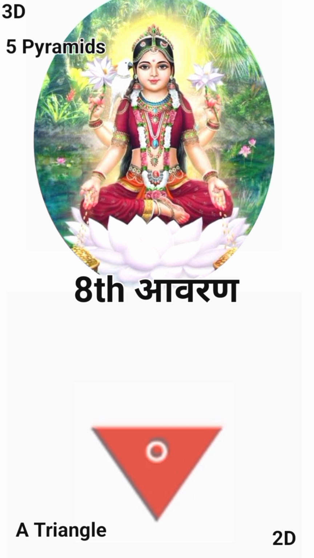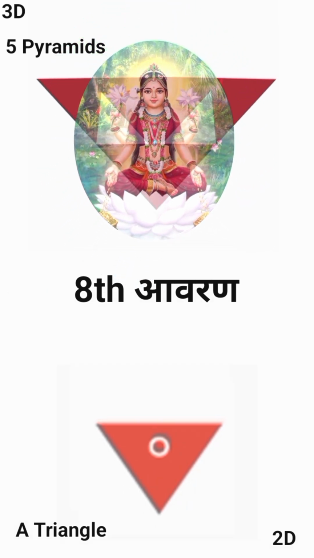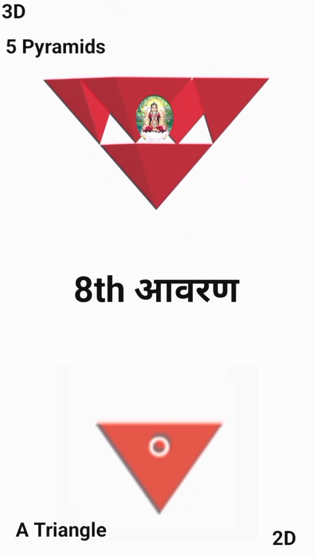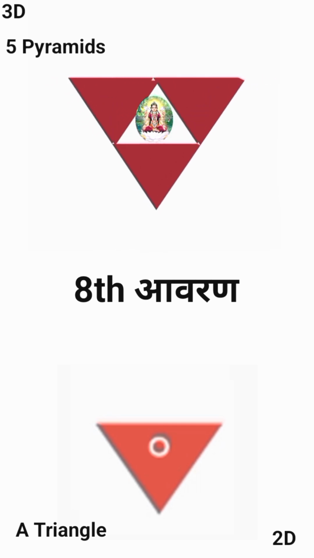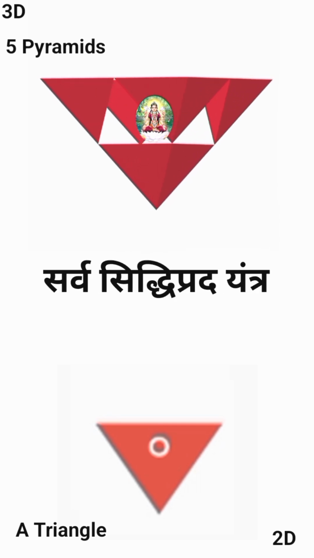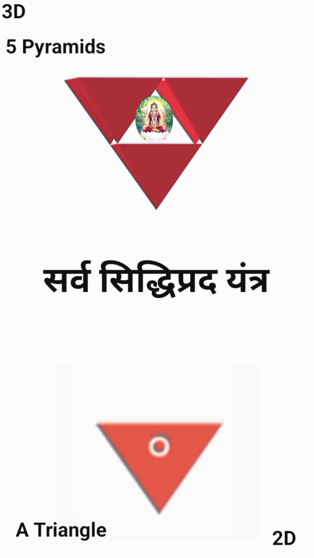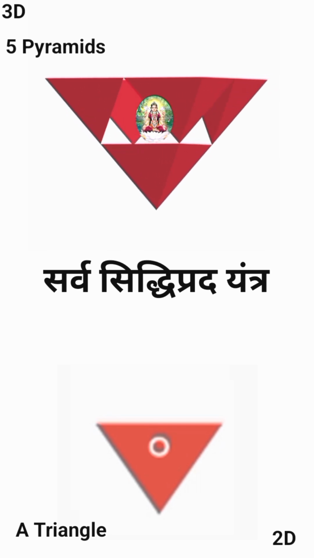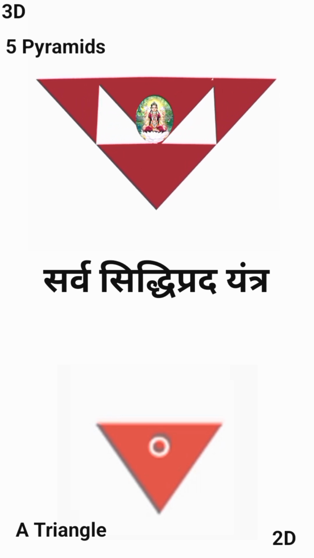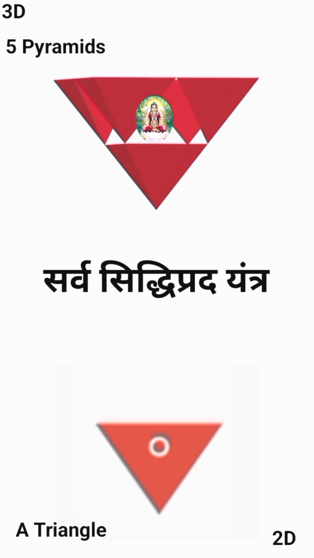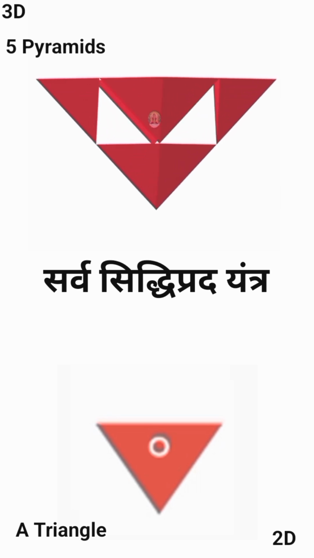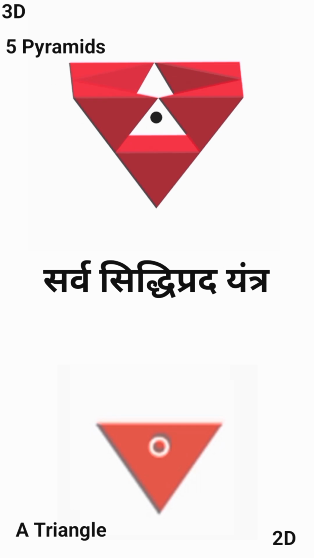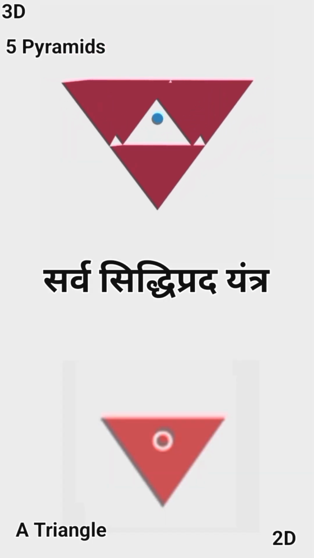Eighth avarana is five pyramids inside the pyramid surrounding the bindu. In two dimensions, it is the central triangle surrounding the bindu. This is called Sarva Siddhiprada Yantra. At the state of the spiritual being the sadhak is now, it is the stage of being blessed by the siddhis. This avarana does that to the sadhak. He is bestowed by a siddhi or multiple siddhis. Siddhis are specialized powers that others don't have.